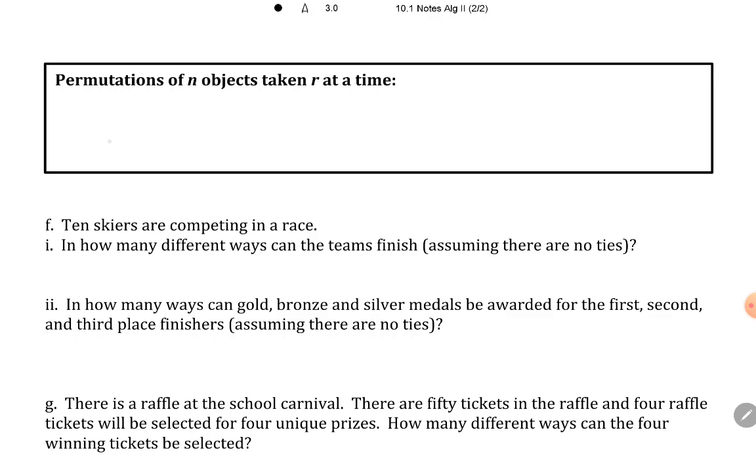So how we see permutations, if we wanted to take permutations of something, it's denoted like this: nPr, which is equal to n factorial over n minus r factorial.